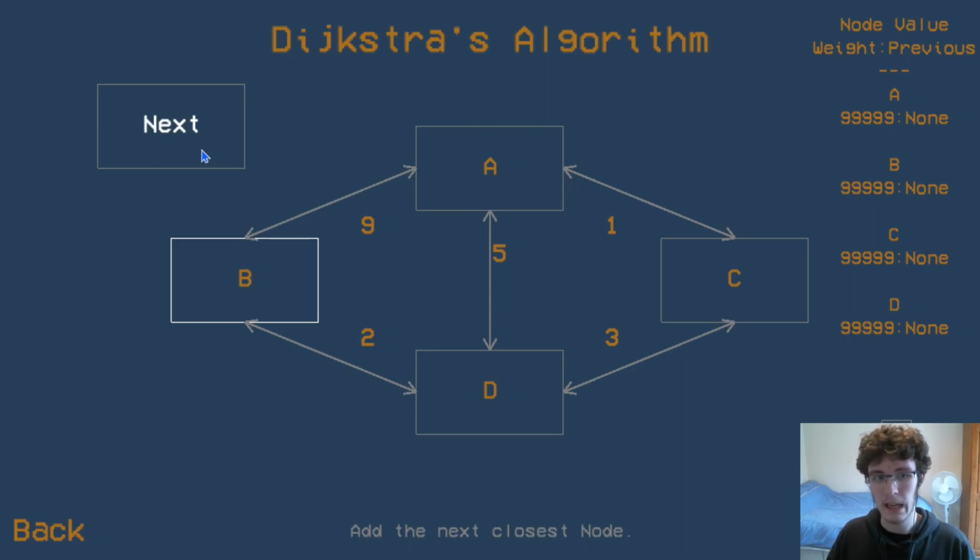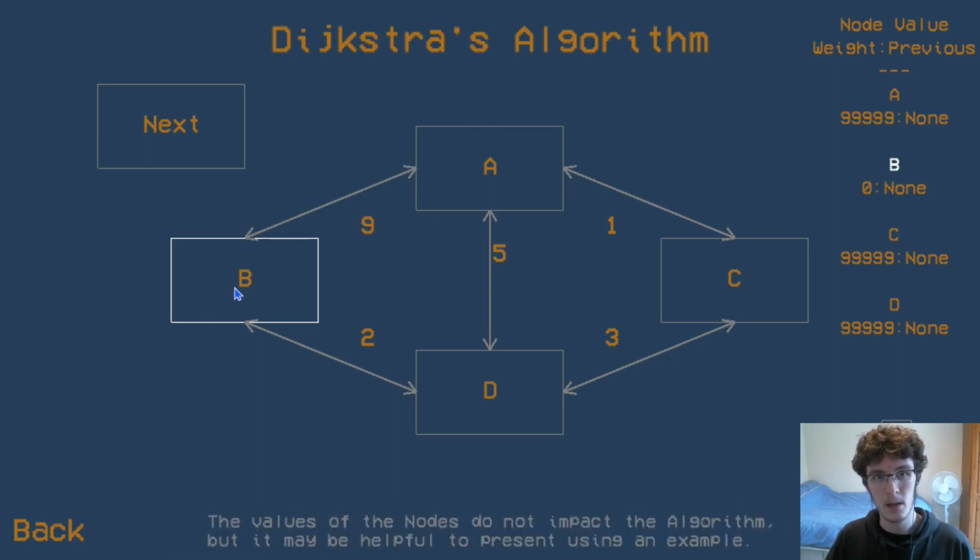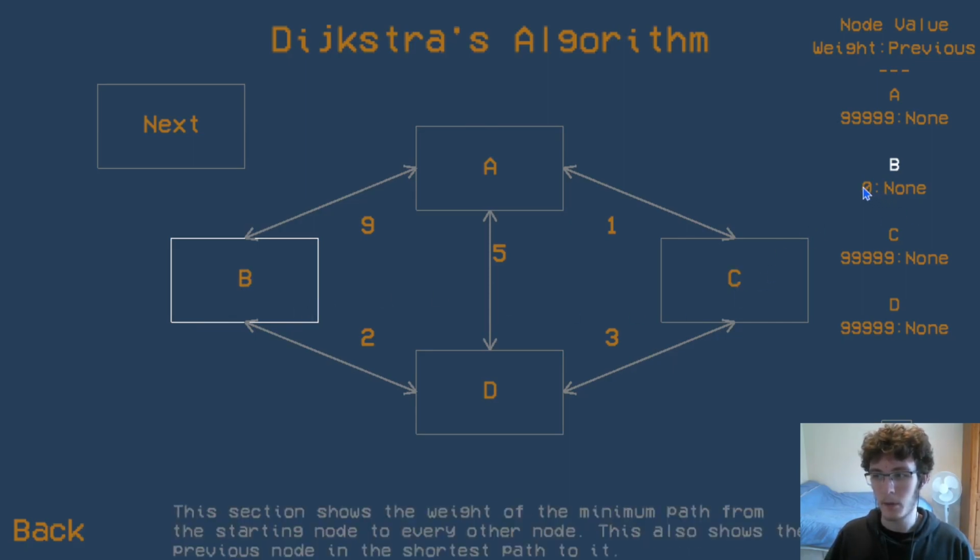Now, if I press next, you're going to see that this value over here is going to update. The first thing that's changed is that B has become highlighted, and that means that we have visited B. I'm going to come back to that. The other number here has changed from 99,999, or what should be infinity, to a 0. And what this means is this is the length of the shortest path from the starting point to this node. Because B is the starting point, the shortest path from B to B is, well, 0. And because we've now visited B, we leave it highlighted.